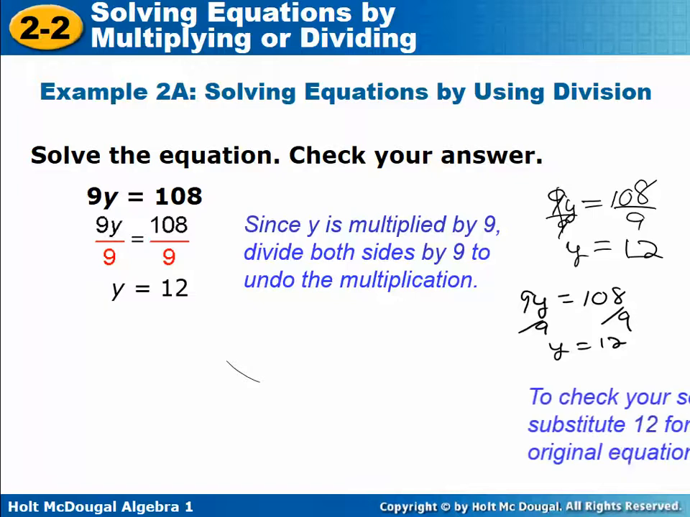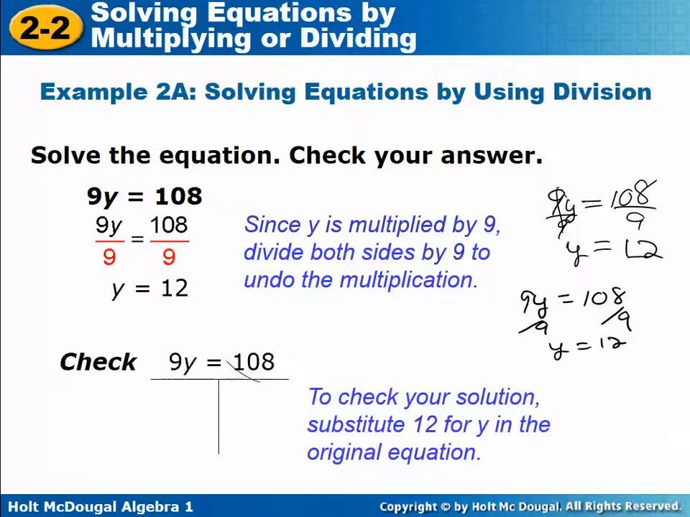And then we check our work by putting 12 back in for y in your original equation, and then multiplying 9 times 12, because that's what 9y means, is 9 multiplied by y. And 9 times 12 is indeed 108, so we got the right answer.